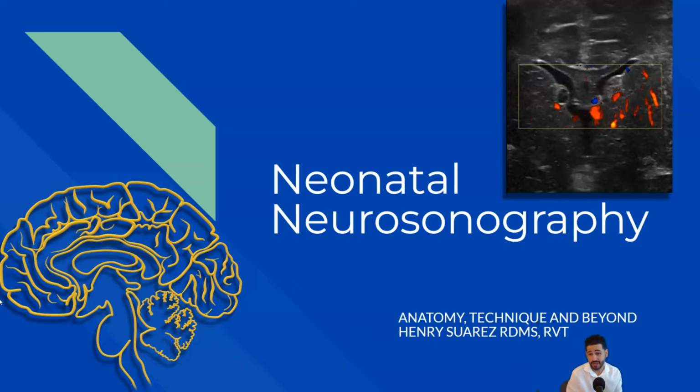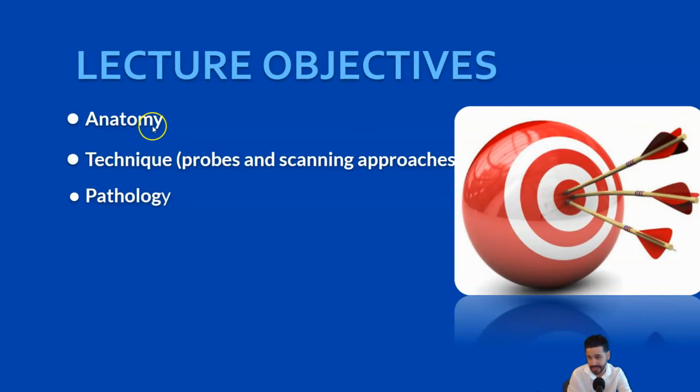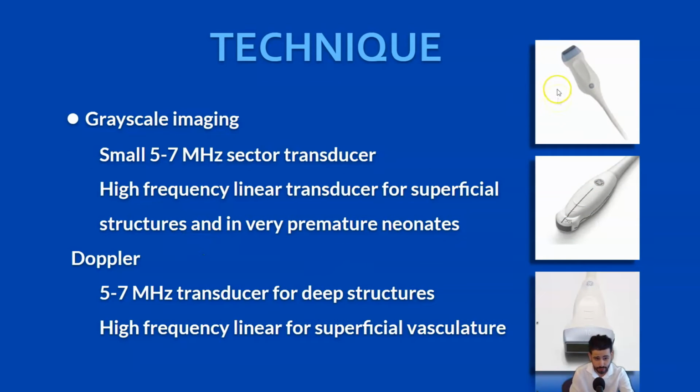Today I'm going to be talking about neonatal neurosonography, and it's going to be broken down into two sections. The first section is just going to be the basics, technique, anatomy, and then the second video will be on pathology. So lecture objectives, like I said already, anatomy. We're going to go into a detailed overview of the neuroanatomy, techniques, probe selection, scanning approaches, and then in the second video, pathology.